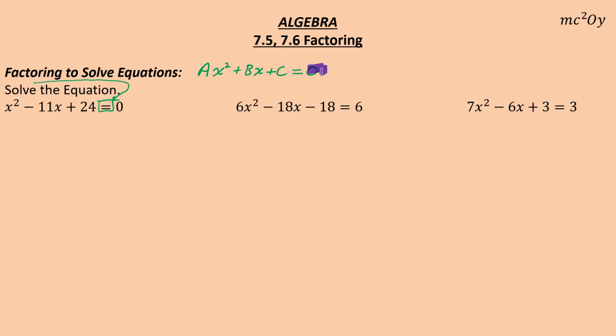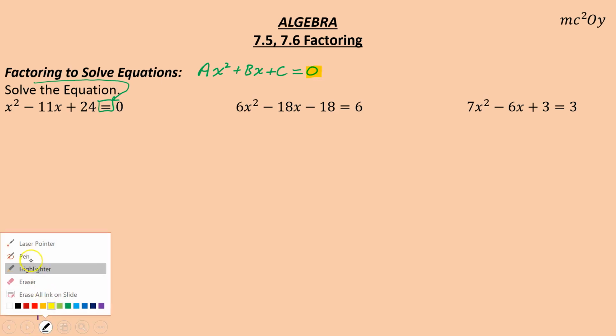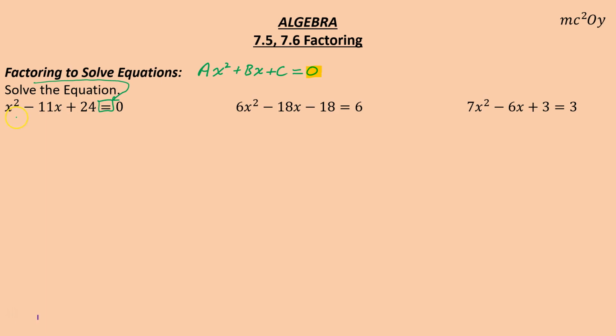If it does not say equals 0, then we're going to have some issues. Okay? You're going to get frustrated. So make sure it says equals 0. So I look at this first one, x squared minus 11x plus 24 equals 0. This next one says equals 6. This one says equals 3. We're going to have to deal with those. The first one, we're good. It equals 0. We just look at factoring.